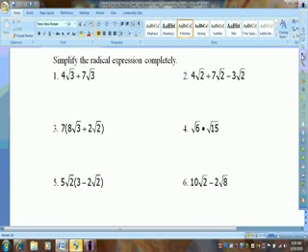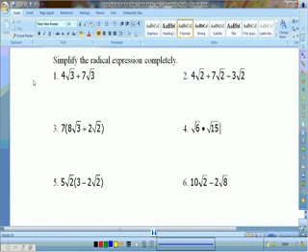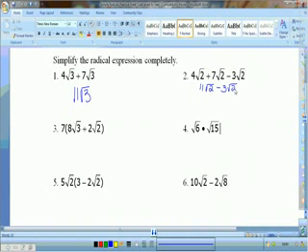Okay, now let's go over our simplifying radicals handout. This should be a little bit easier now that we've done that warm-up. 4 plus 7 is 11, so this is 11 square root of 3. For number 2, 4 plus 7 is 11, so we have 11 square root of 2 minus 3 square root of 2, and 11 minus 3 will give us 8 square root of 2.